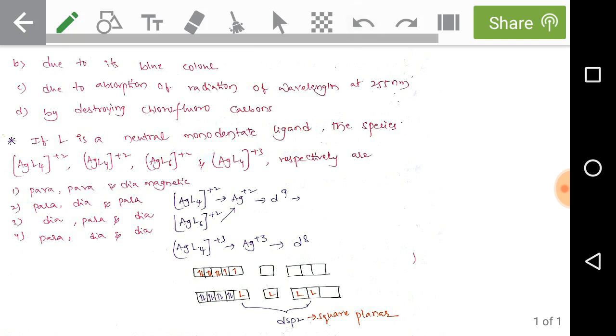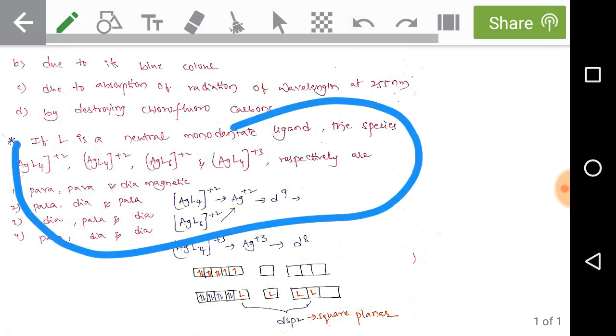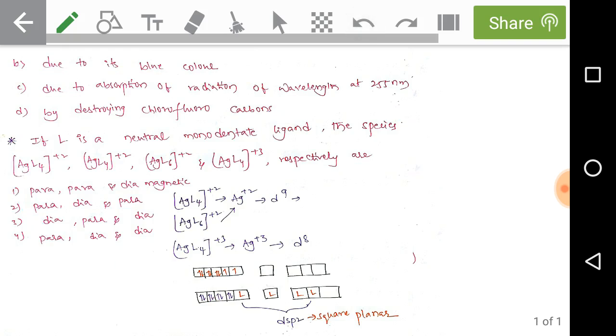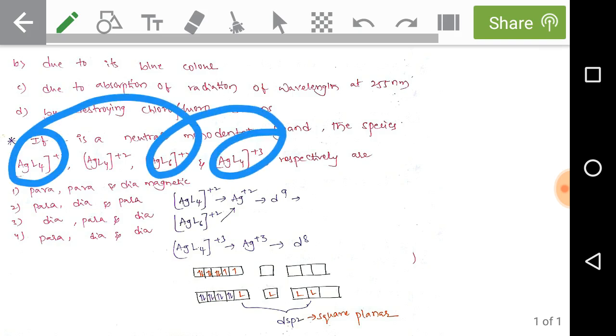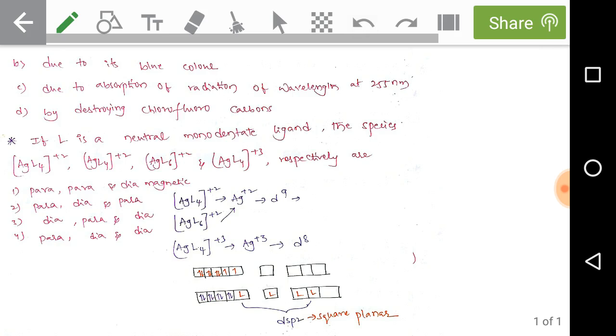Okay, right. Next one, if L is a neutral monodentate ligand, the species like tetracoordinate silver is given, and here octahedral silver is given, and here another, that means silver with tetra coordination. In that case, it is in the +3 oxidation state. Okay, so here we are given different oxidation states of silver with different ligand combinations. Okay, we need to find their correct magnetic natures.